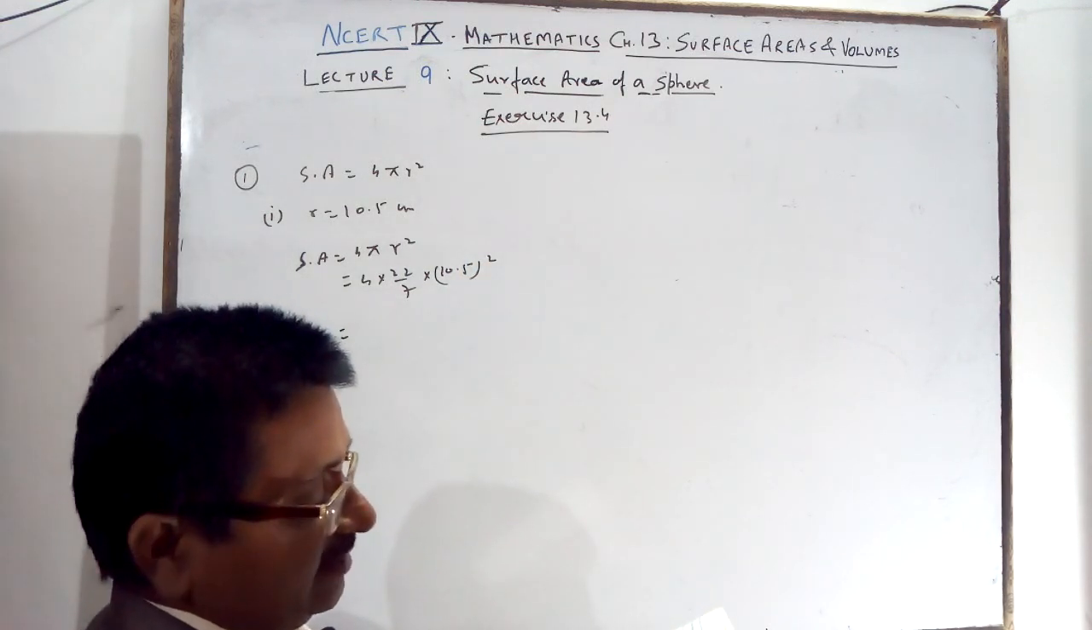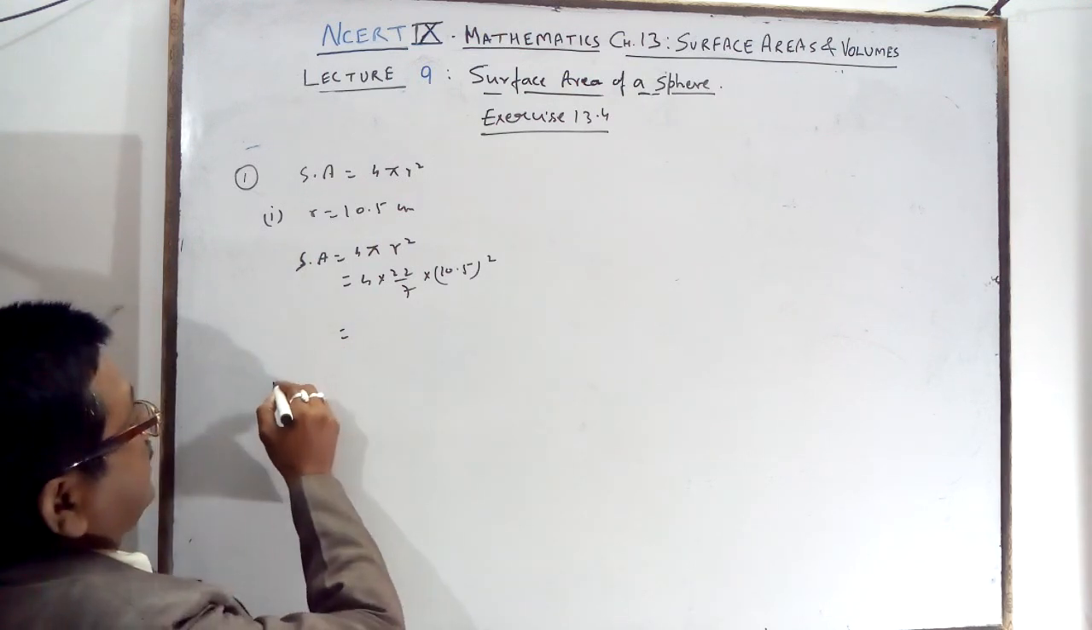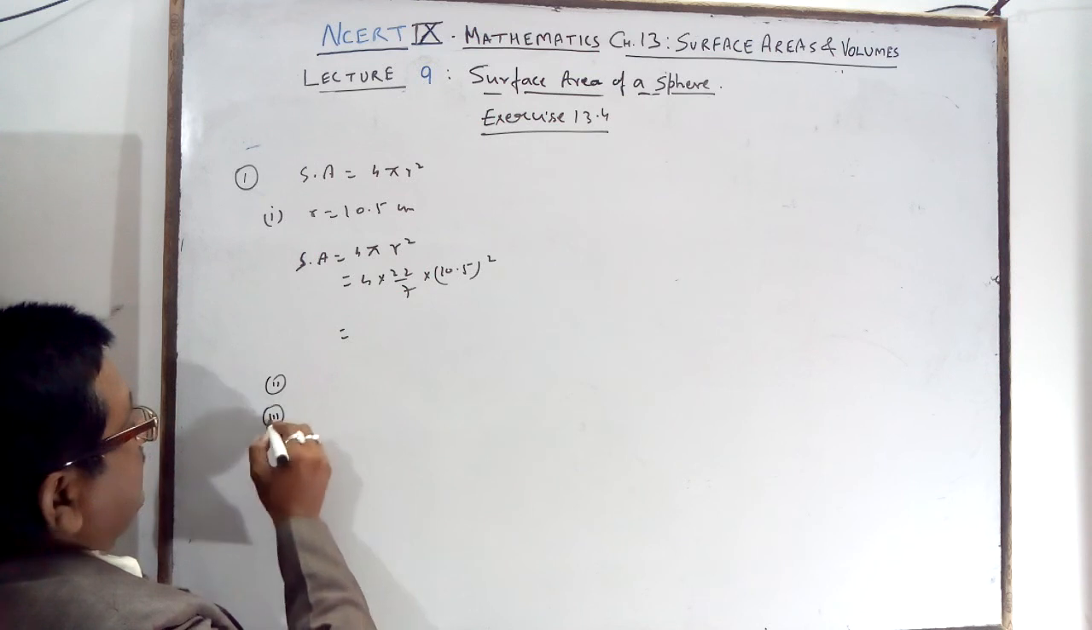All the radii are given. What is the unit given? In centimeter. Like this, the second and the third parts are given.